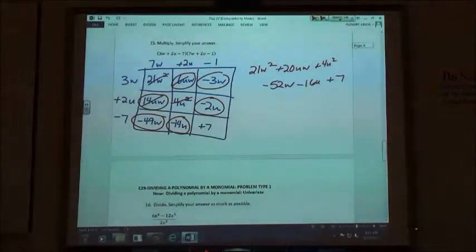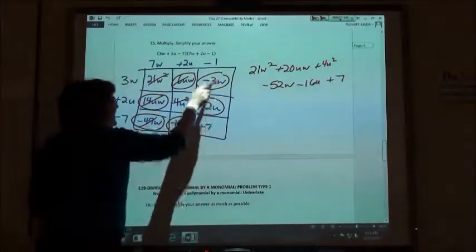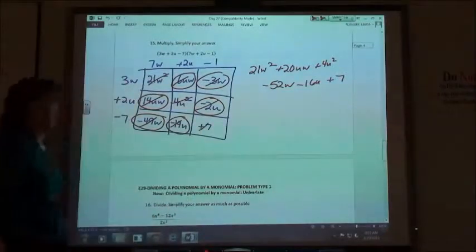Again, the order really doesn't make a whole lot of difference, just so you've got them all there. And I get a great big long answer that I get to type in.